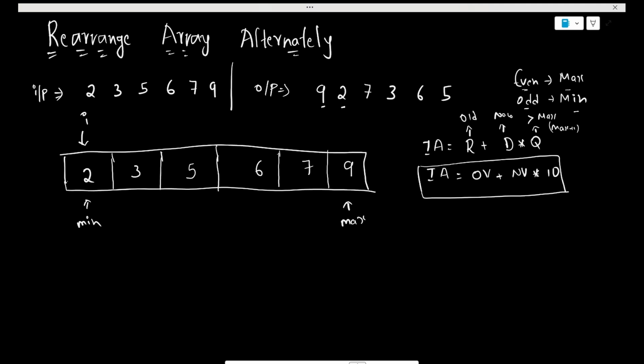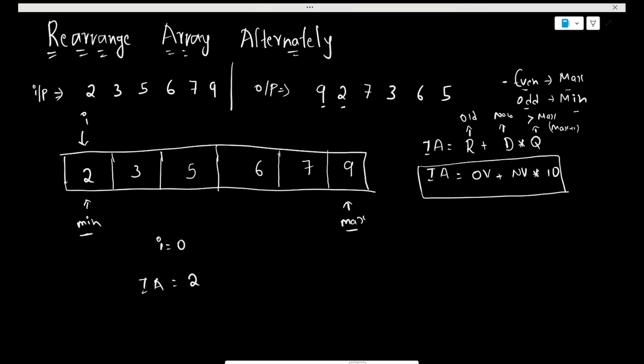Now let's follow. First i is equal to 0. Whenever i is equal to 0, it is even. Even means we have to take max. So whenever we are filling an even index, we have to take from max, and whenever we are filling an odd index, we have to take the number from min. That's it. So intermediate answer is equal to, what's the old value? 2.